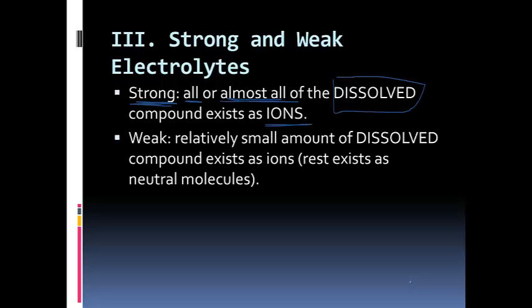If it's a weak electrolyte, you can still put a large amount of stuff in there, but only a small percentage of whatever is dissolved will actually turn into ions. The rest will exist as neutral molecules. So a weak electrolyte had to start out as a molecular compound that got dissolved into water, and only a little bit of the molecules will actually react with water.